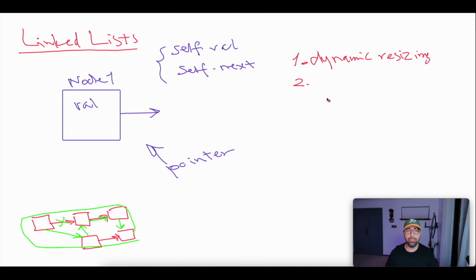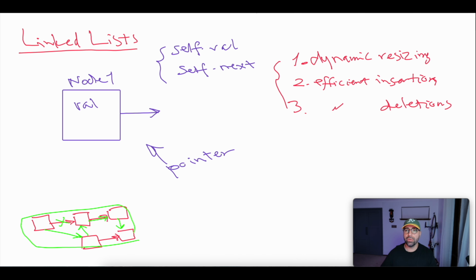So maybe number 2 is you can have efficient insertions. So you can insert data very easily, and you can have efficient deletions without really needing to copy a lot of data. So these are the three things that I can think about. But I know that there are so many other benefits to linked lists.